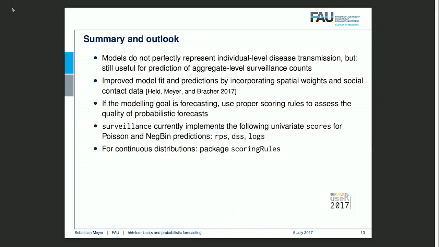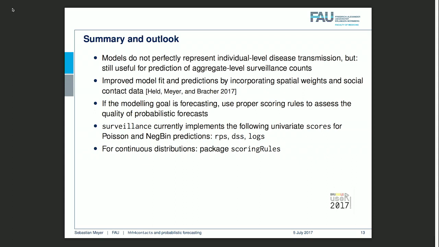So to summarize, these models don't perfectly represent individual level disease transmission, but they are still useful for prediction of aggregate level surveillance counts. We have seen that the model fit and the predictions improve if we incorporate spatial weights and social contact data. And I want to stress that if your goal in modeling is forecasting, then you should use proper scoring rules to assess the quality of the probabilistic forecast, and not, for instance, something like correlation coefficients, which we know if just your forecasts are twice as large as the observation, your correlation is perfect, but your forecasts are really bad. So you should use scores which really deal with probabilistic forecasts.